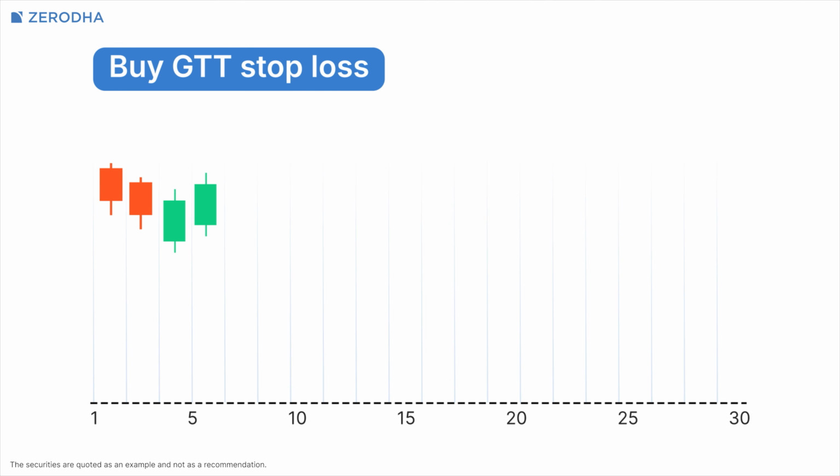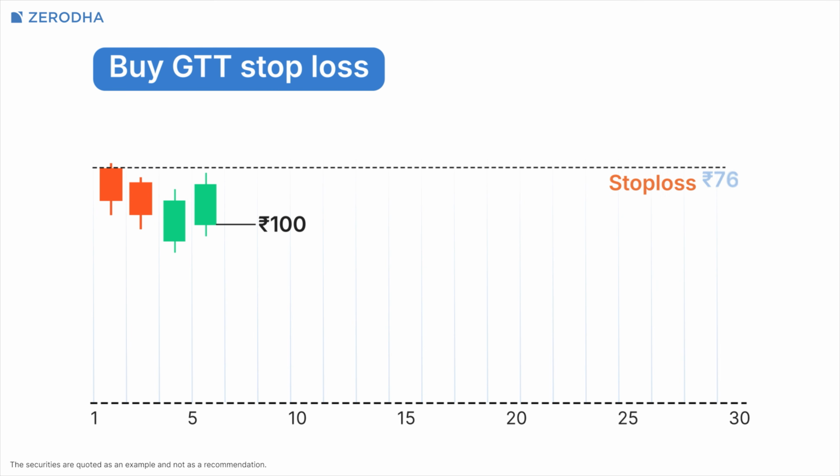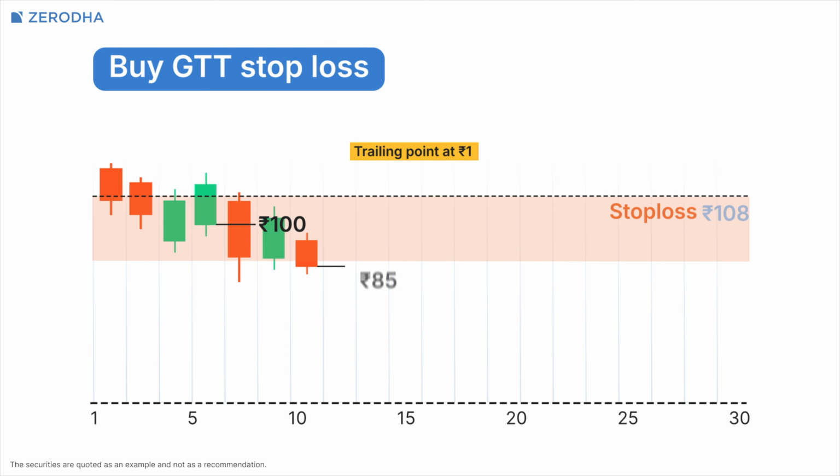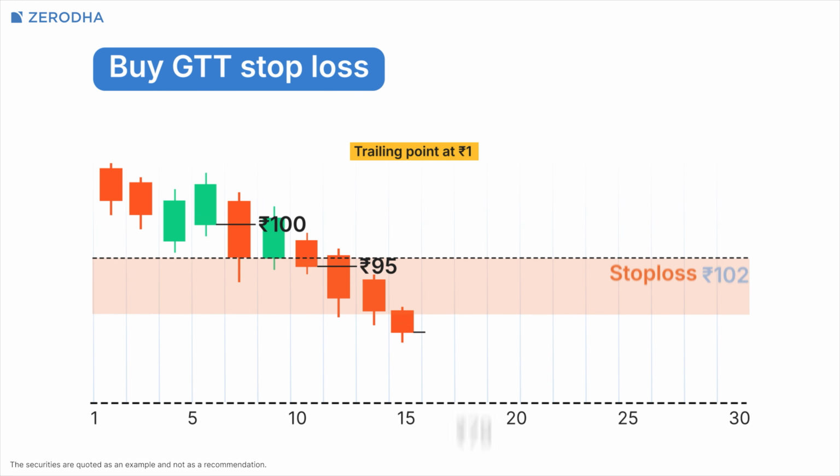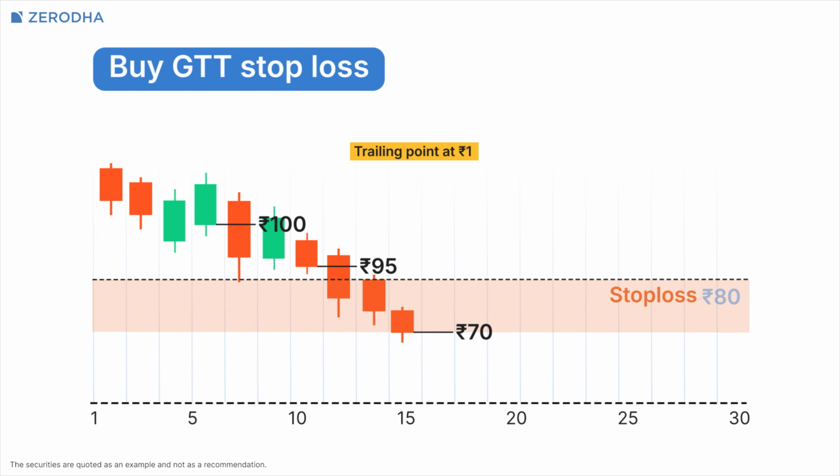Second, a buy GTT stop loss. Say a stock is at 100 rupees. You place a buy GTT with an initial stop loss at 110 rupees. Again, a 10 rupee gap, and the trailing point is 1 rupee. As the price drops to 95 rupees, the stop loss adjusts downwards to 105 rupees. If the price falls further to 70 rupees, the stop loss moves to 80 rupees. Now, if the price recovers to 75 rupees, the stop loss holds at 80. It doesn't follow the price back up.